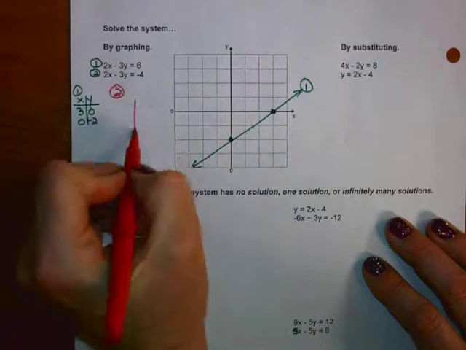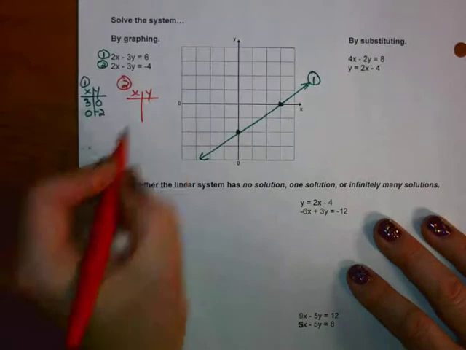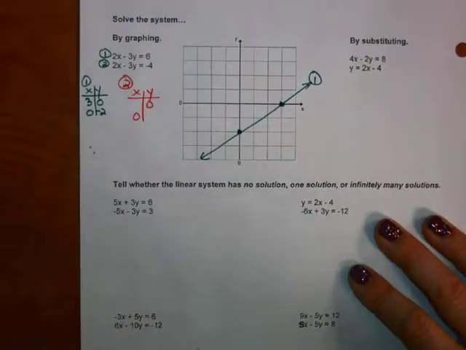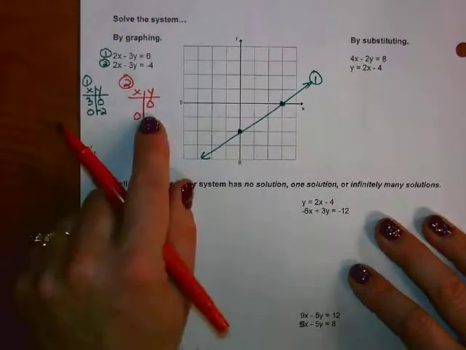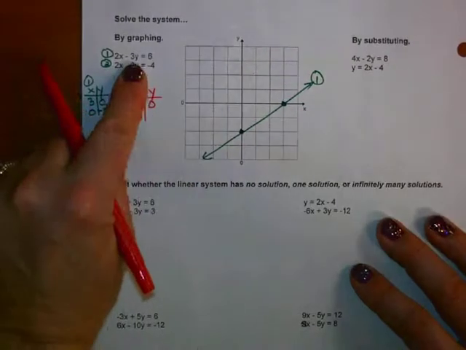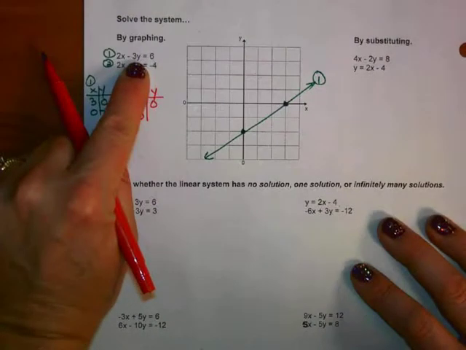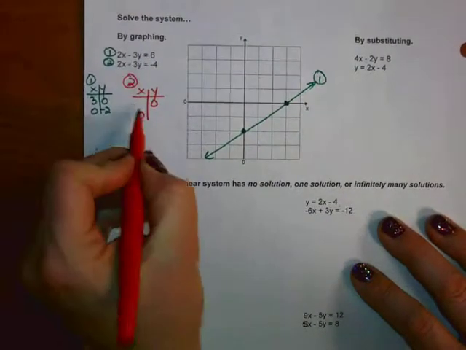Make a table. 0 for y, 0 for x. Okay, so let's plug in 0 for y. When I do that, I have to divide by 2. What is x? -2.